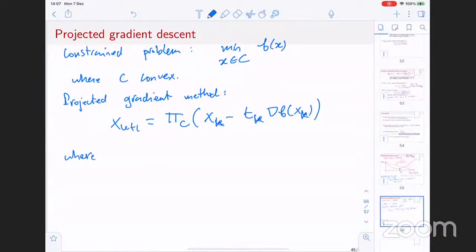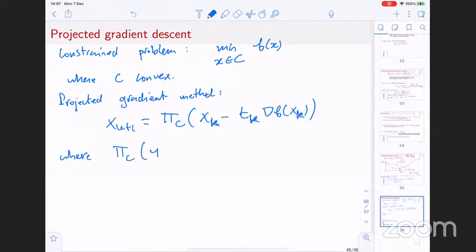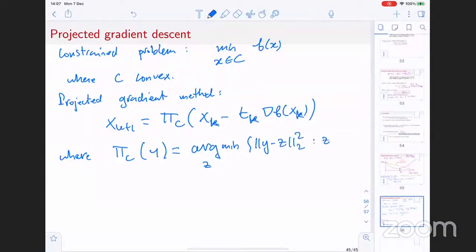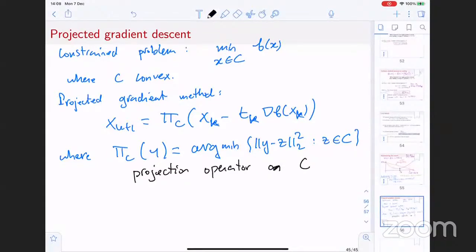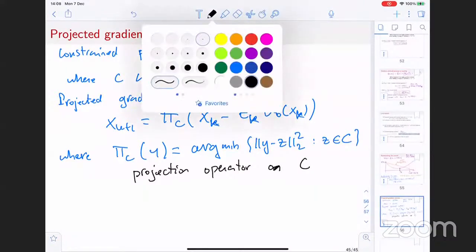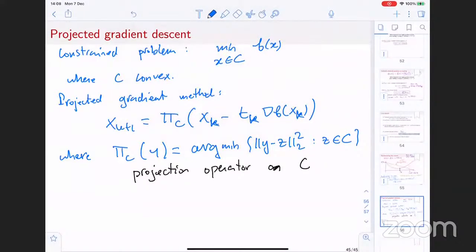Where pi C of any variable y is the argmin of the norm of y minus z squared, the 2 norm, where z is in C. This is just the projection operator on the convex set C. So you have to look for the closest point for the Euclidean norm in C. This is a very simple thing, very simple conceptually. Sometimes it's actually hard to compute.